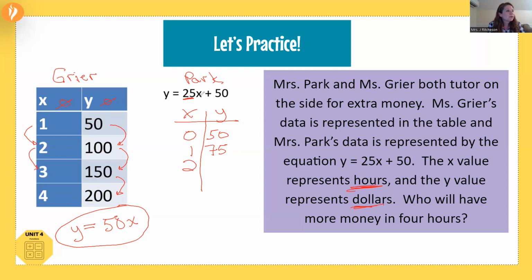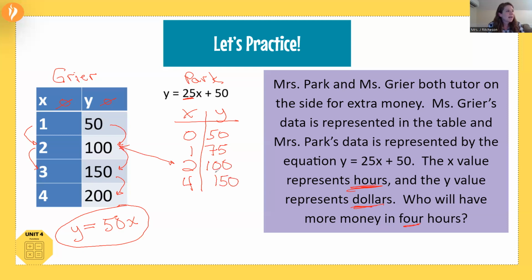All right, what about 2 hours? 2 times 25 is 50. 50 plus 50 is 100. So in 2 hours, they make the same, right? You see that? They make the same amount of money. It asks, what about 4 hours? Well, in 4 hours, 4 times 25 is 100, and 100 plus 50 is 150.